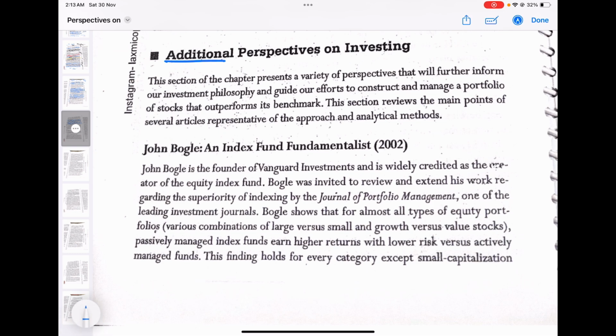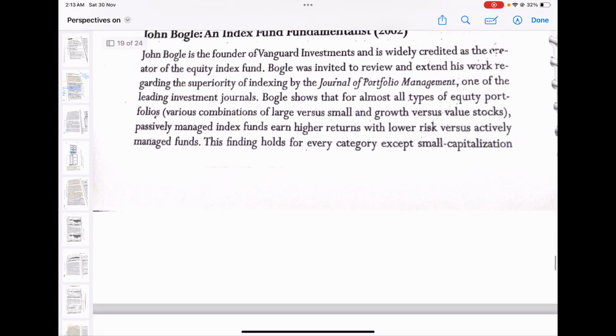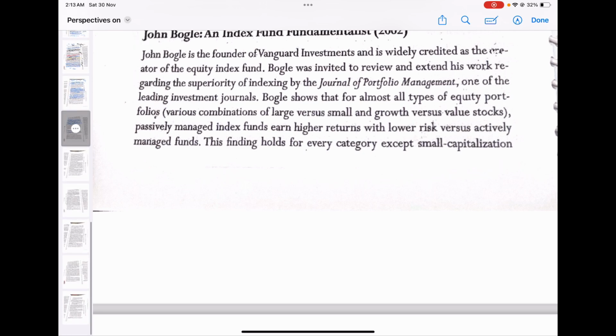Now we've seen what we've seen so far. Now let's talk about additional perspectives on investing. This section of the chapter presents a variety of perspectives that will further inform our investment philosophy and guide our efforts to construct and manage a portfolio which will outperform the benchmark index, whatever the benchmark is.